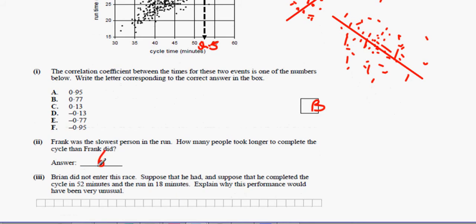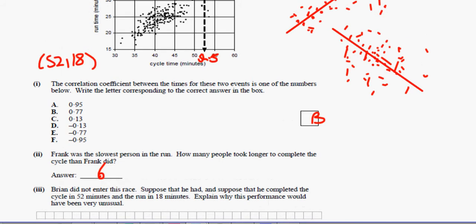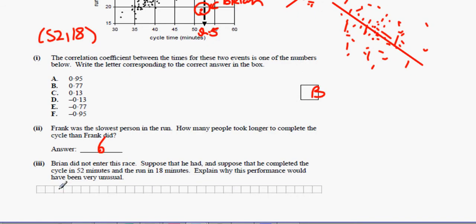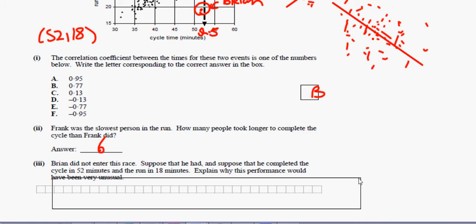Brian did not enter the race, but suppose he had, and suppose that he completed the cycle in 52 minutes and the run in 18. Explain why this performance would be very unusual. So 52 for the cycle and 18 for the run. So he'd be around here, 52, and then he'd be up at 18. Brian would be located here. Now this would be unusual because it's a very quick running time in comparison to the cycling time.